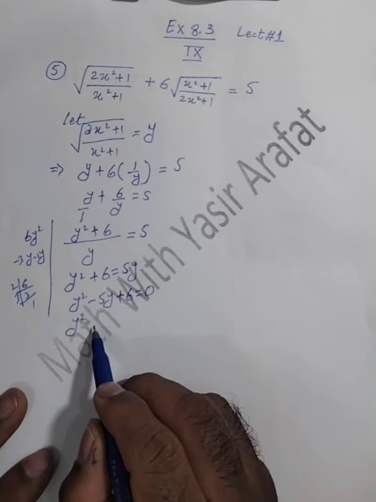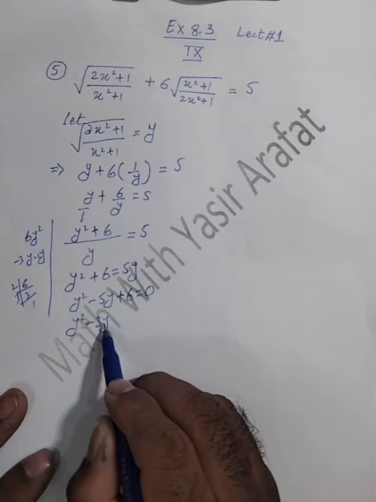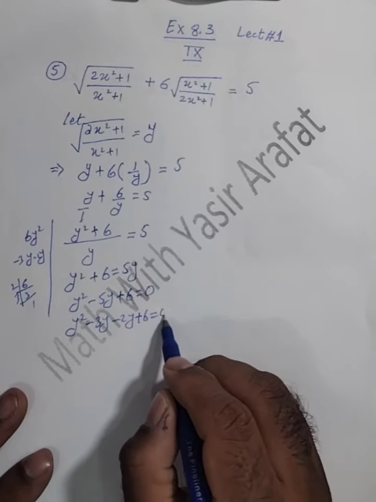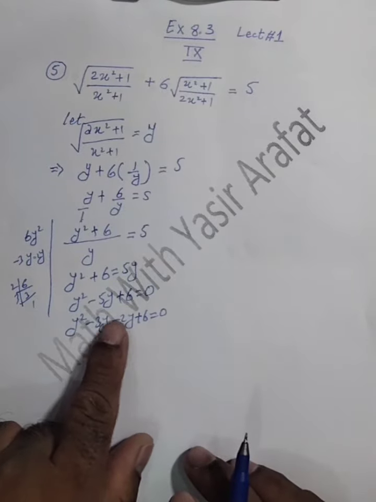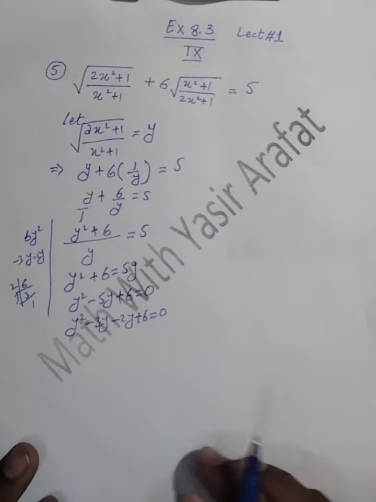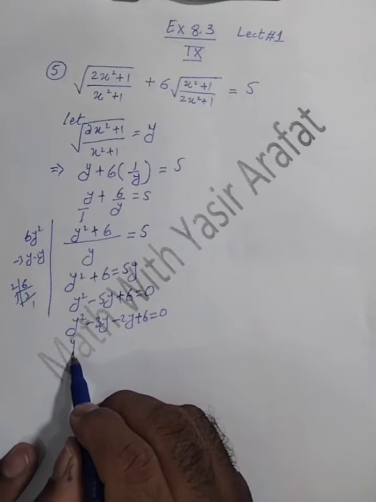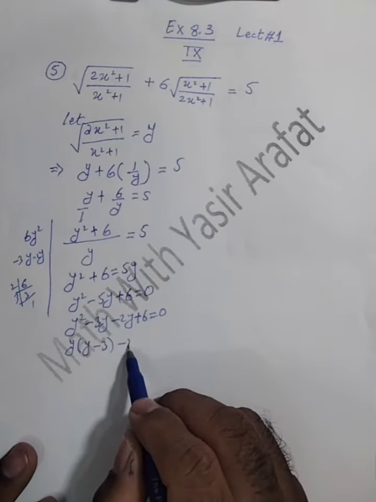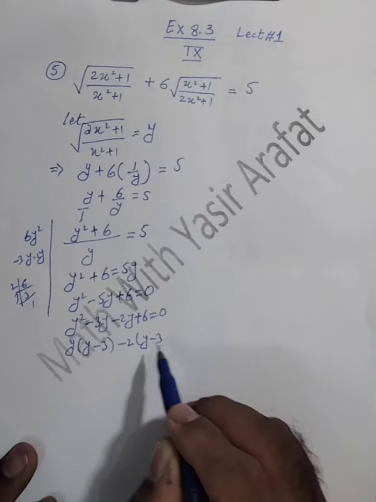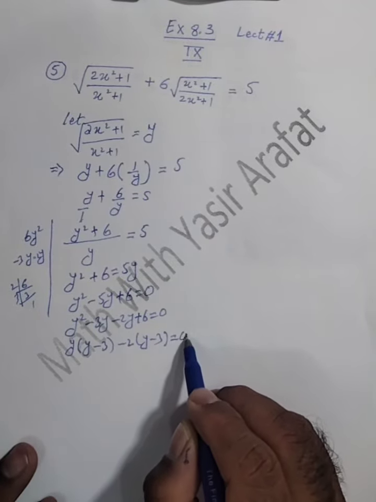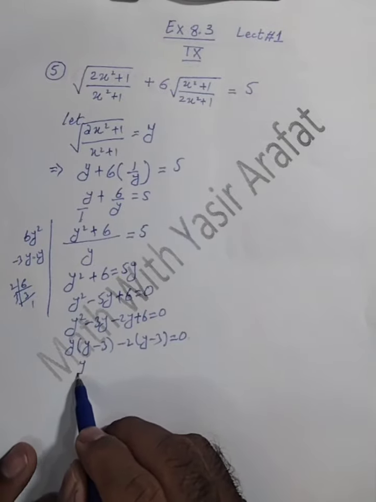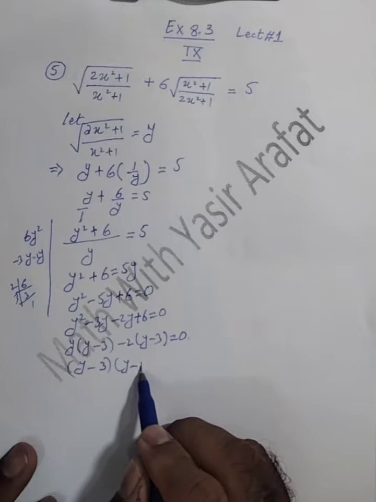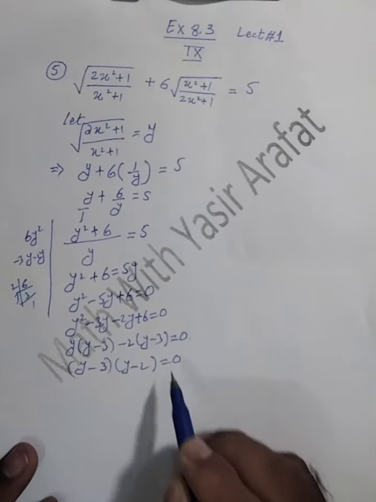So y square minus 3y minus 2y plus 6 equal to 0. Minus 3, minus 2, minus 5. So here just take out the common: y minus 3, minus 2 common, y minus 3, it is equal to 0. So y minus 3, y minus 2 equal to 0.